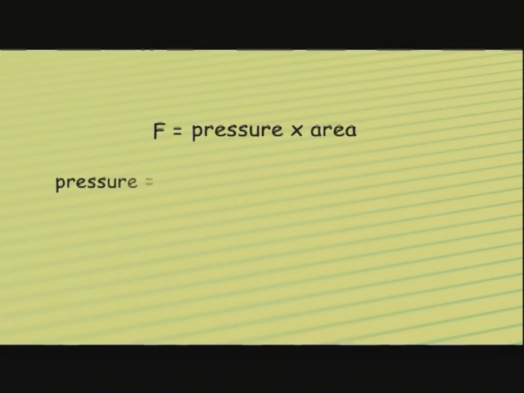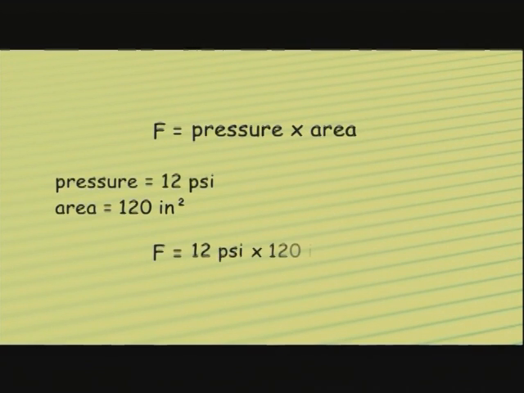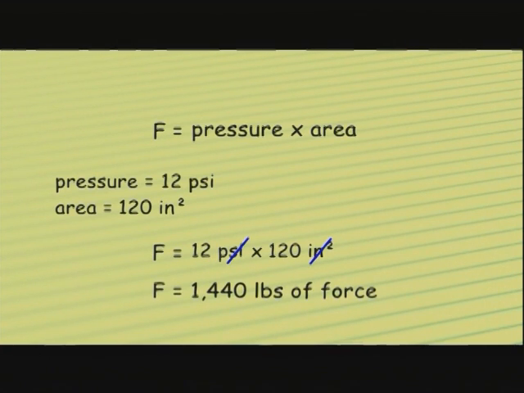Next, we will look at force. Force is equal to mass times acceleration, or pressure times area. If we have a pressure of 12 psi over a surface area of 120 square inches, what is the force? Using our equation, 12 psi times the 120 square inches, the inches cancel, and that leaves us with 1,440 pounds of force on that particular area.